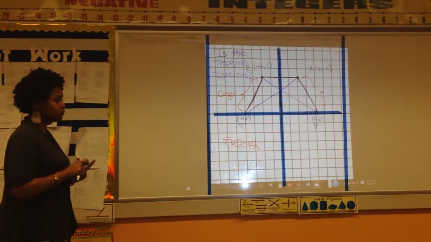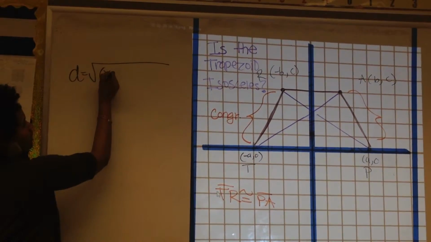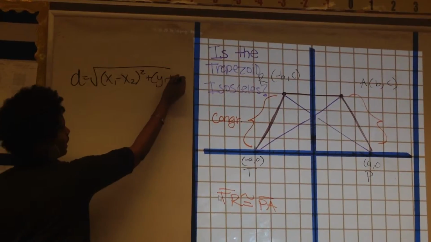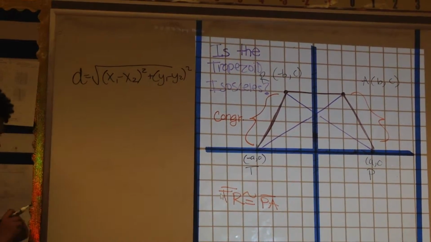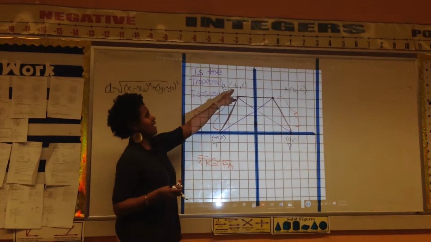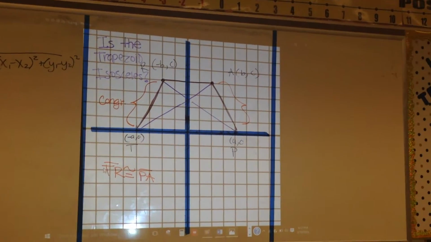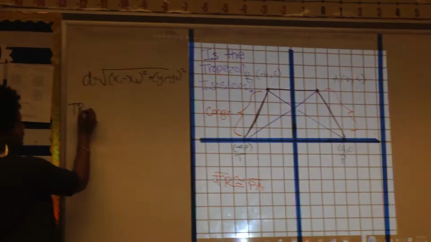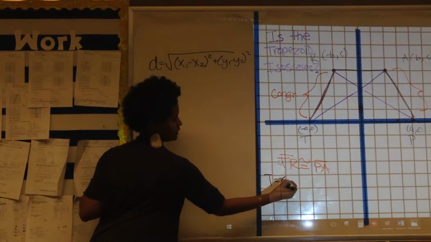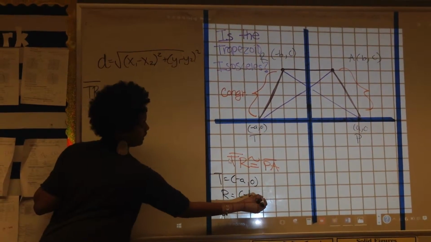So recall the distance formula is d equals the square root of x1 minus x2 squared plus y1 minus y2 squared. Now, the thing that's going to make this a little bit more difficult, once again, is not having integers and using variables instead. So let's go ahead and get started. We have TR first, segment TR. The point for T is negative A and 0, and the point for R is negative B and C.